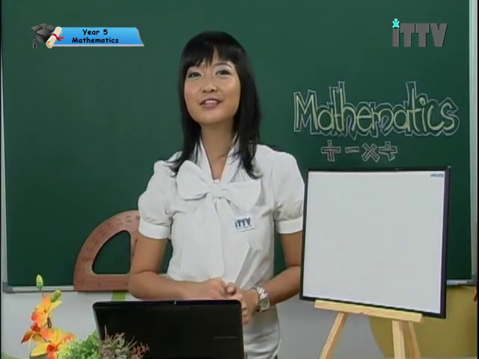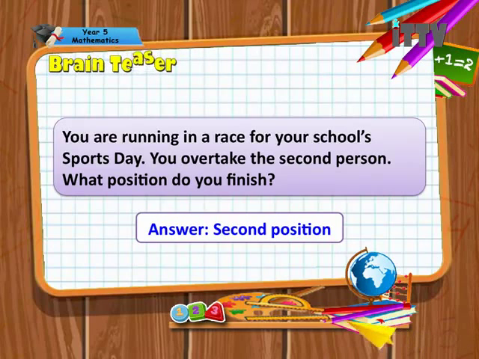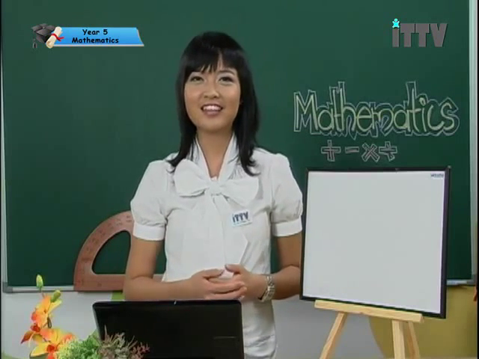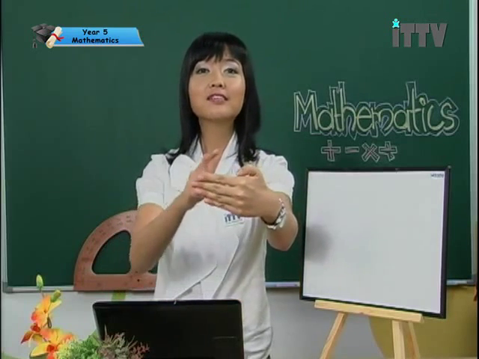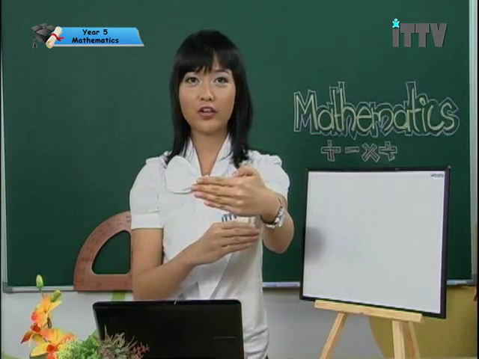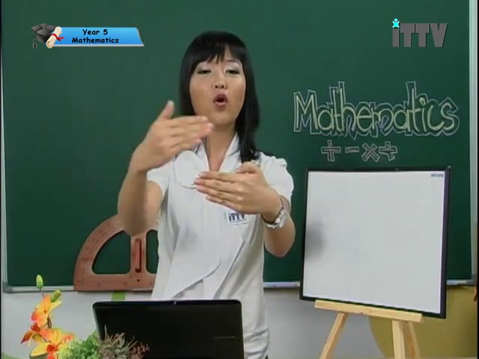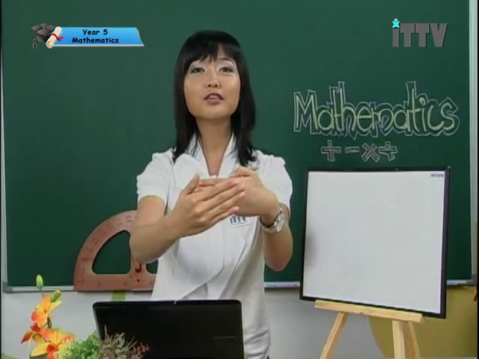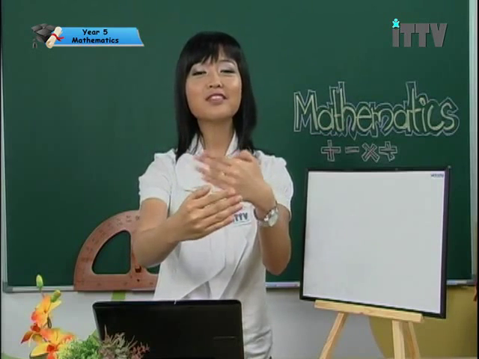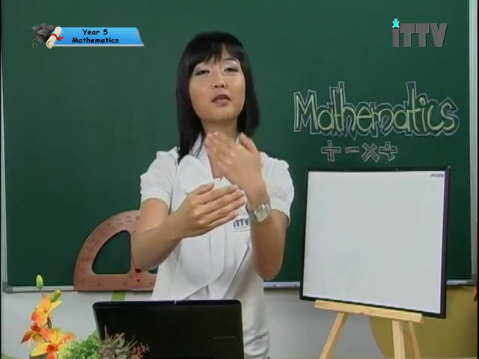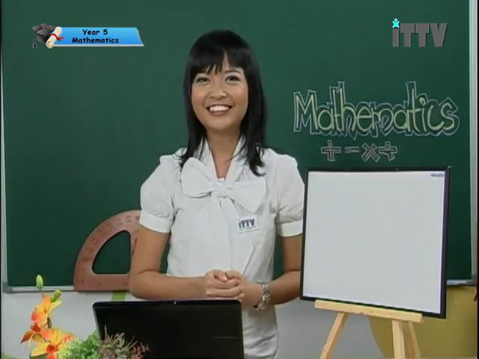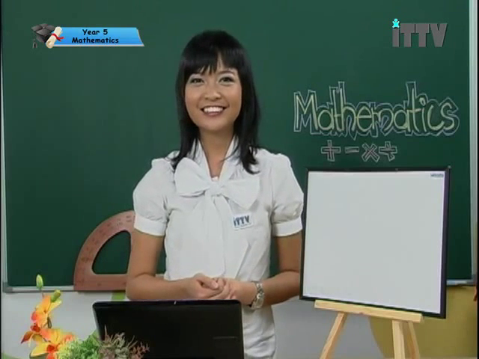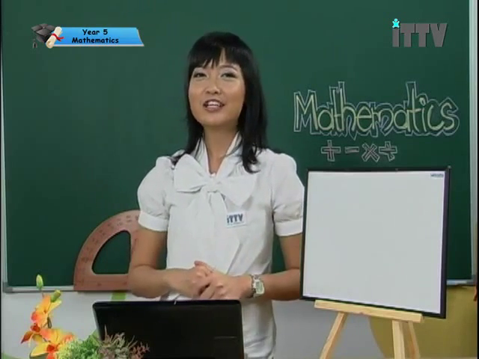I'm going to reveal the answer to you. The answer is second position. But why? Well, you see, it is explained like this. You're running in a race and there is one person in front of you who is at the second place. Number 1 is in front of him. And you run and you overtake this person. That makes you number 2 now. You're at the second position and this person who is actually number 2 is now number 3. So that makes you the second place winner. Isn't that easy? Now, let's get back on to our lesson.